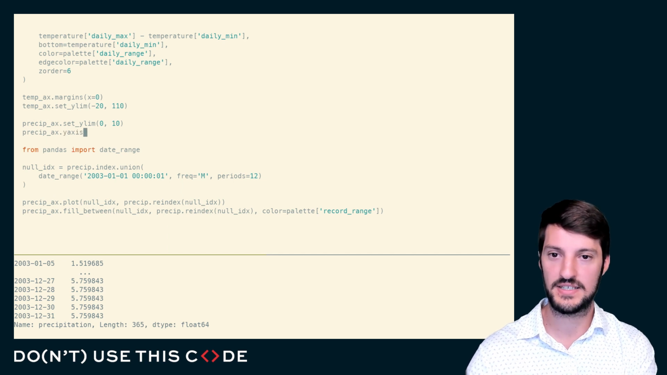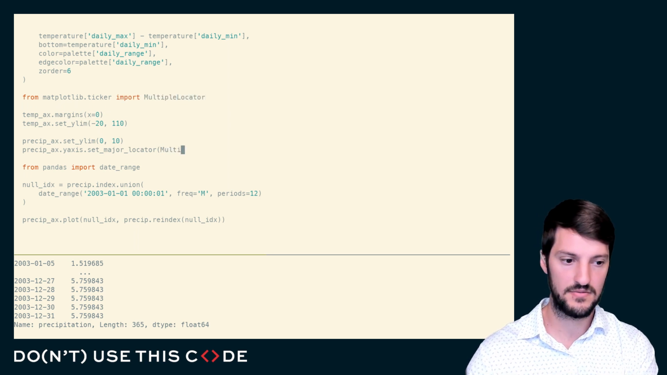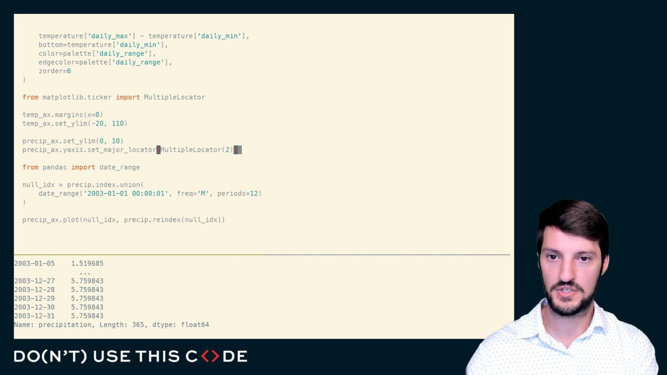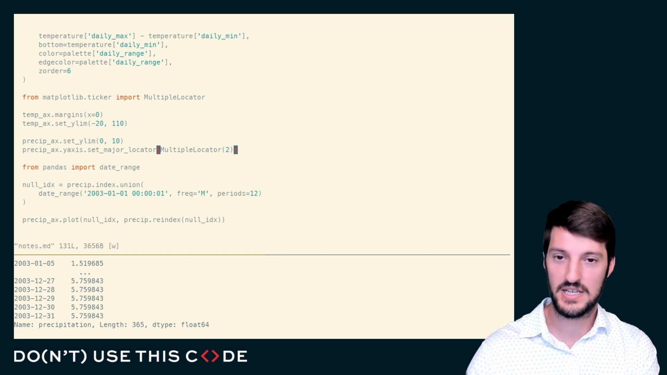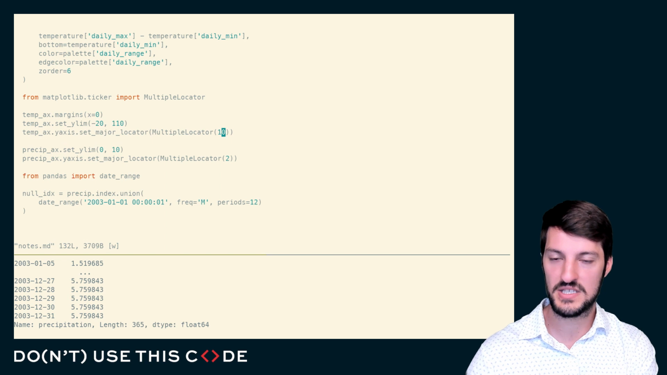We'll take our y-axis, set major locator, and then this will be a Matplotlib multiple locator. Just like that. Every 2. I'll also do the same thing for the temperature axes. This was every 10. So instead of 2, we'll use 10. This makes sure that we have evenly spaced ticks.